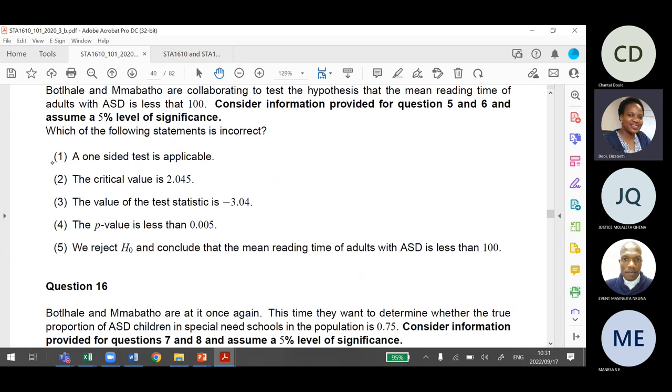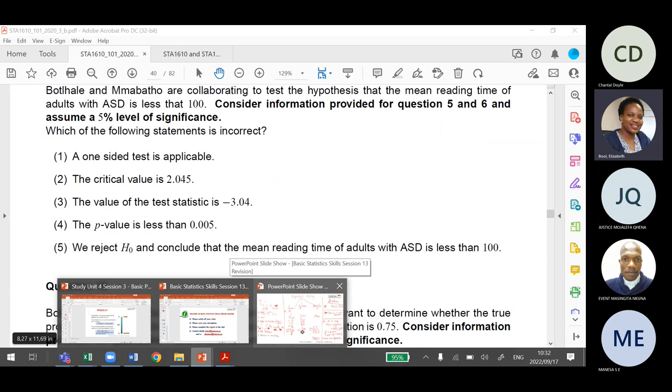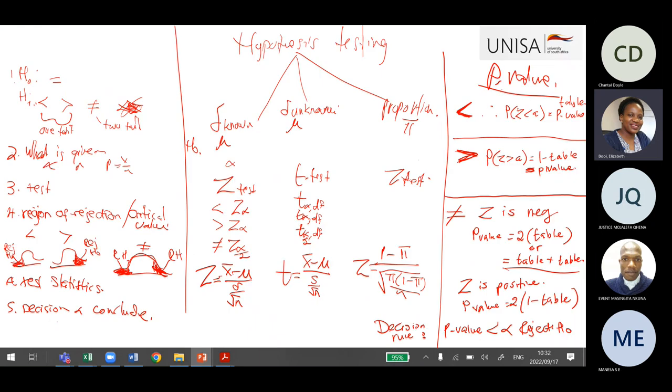You need to be able to know how to state your null hypothesis. You need to be able to know how to find the critical value. You need to be able to know how to calculate the test statistic. You need to be able to know how to find the p-value and make a decision and conclude, which are all the steps that I just explained. So you just need to be able to know all the steps, but also the key things.